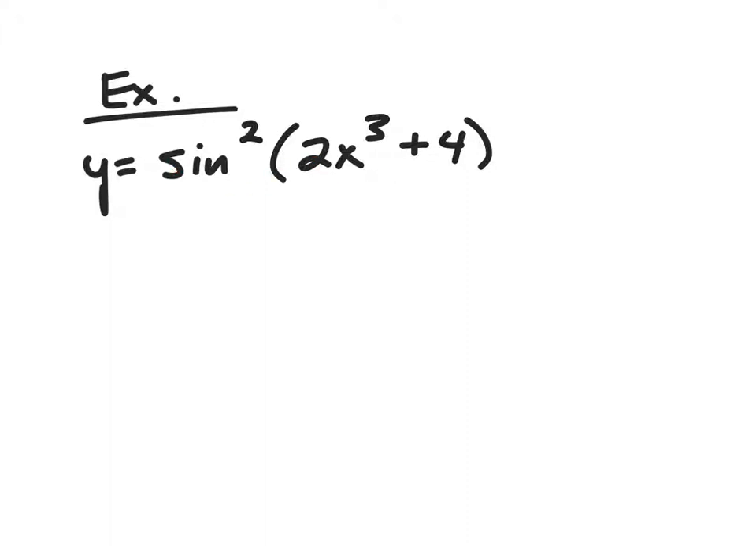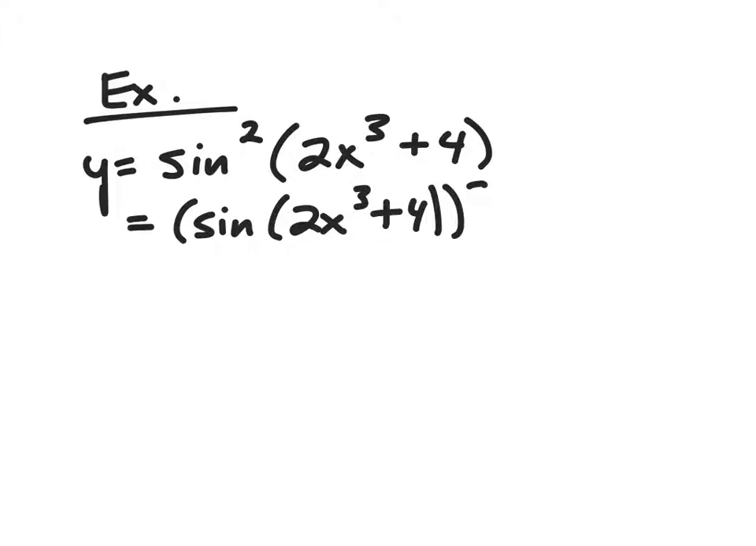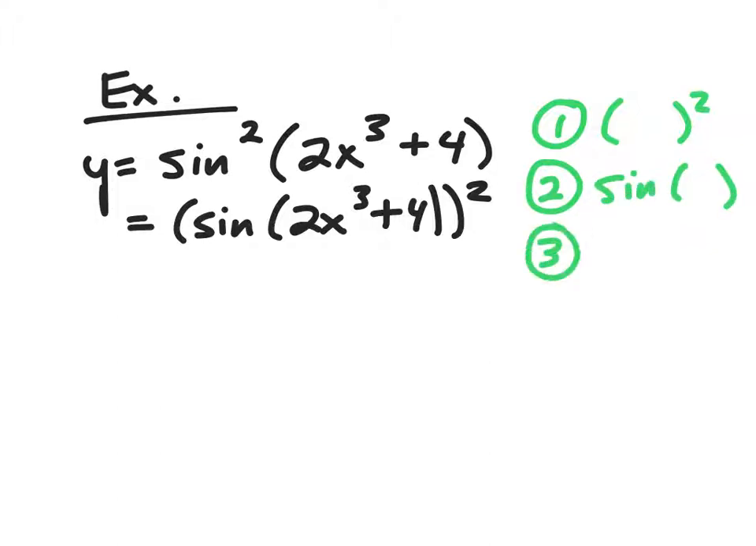So often when you see this type of problem, I would highly recommend rewriting it first by writing it as sine of 2x cubed plus 4, all being squared because that power of 2 applies to, like I said, all of the sine. Then it's clear to see what your layers are actually going to be. So my outside layer in this case would be the power of 2. There's a middle layer of the sine, and once I take those away, then I'm left with the inside, which is 2x cubed plus 4. Unlike one of our previous problems, there is no way to avoid the 3 layers in this case.